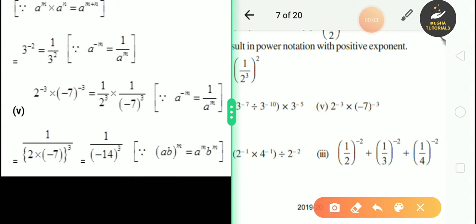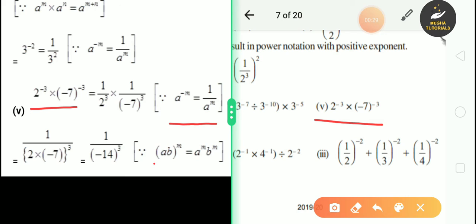Question 5. 2 raised to minus 3 into minus 7 raised to minus 3. Using the law a raised to minus m is equal to 1 upon a raised to m, we can write 1 upon 2 cube into 1 upon minus 7 cube. In both terms we have used the same law, so we can write 1 upon in bracket 2 into minus 7 raised to 3.